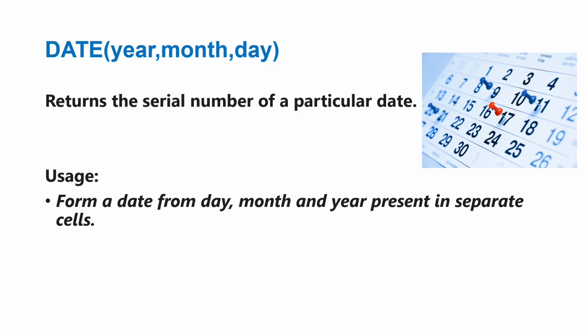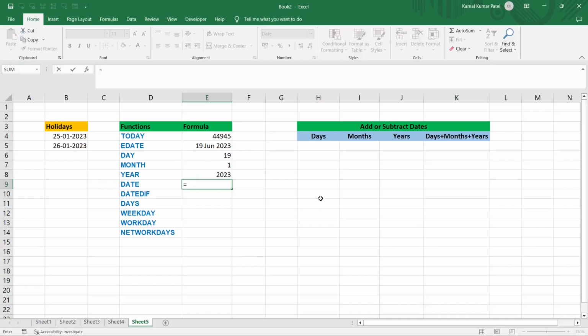Next we'll see the DATE function. This function returns the serial number of a particular date, and the parameters are year, month, and day. So we need to provide the year, month, and day. Equal to DATE. Now we have already got this day, month, and year, and we'll pass these values as the parameters. So in year we'll give this year, comma, month, comma, day, and it shows 19th January 2023. So if we have day, month, and year in separate columns, we can form the date using this function.